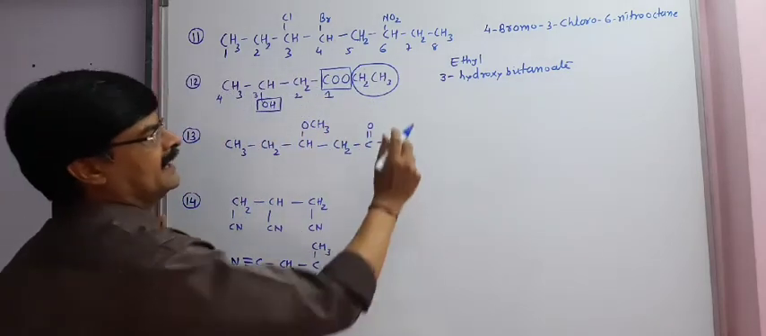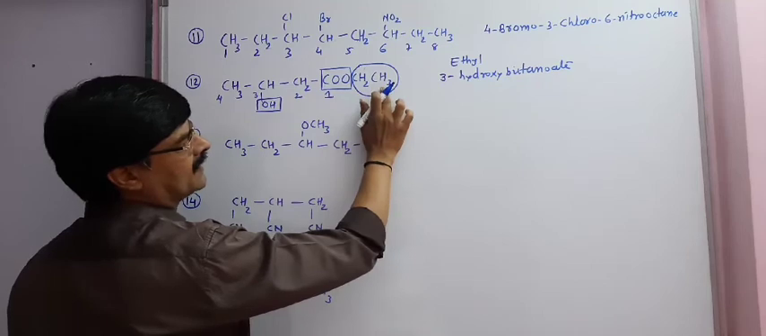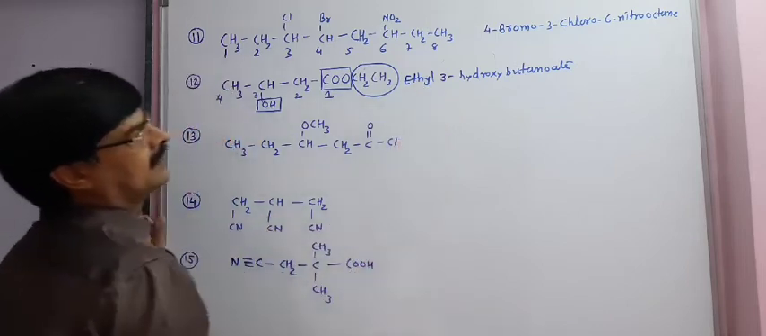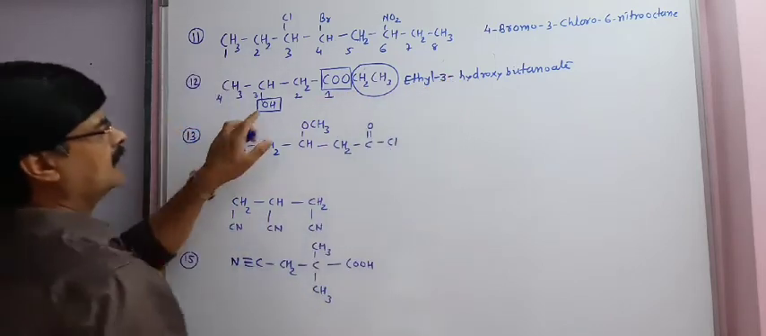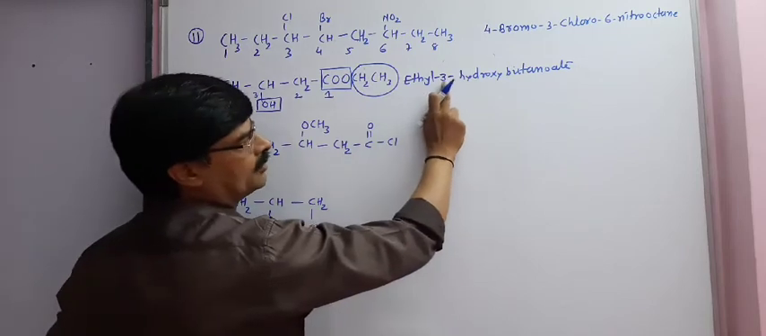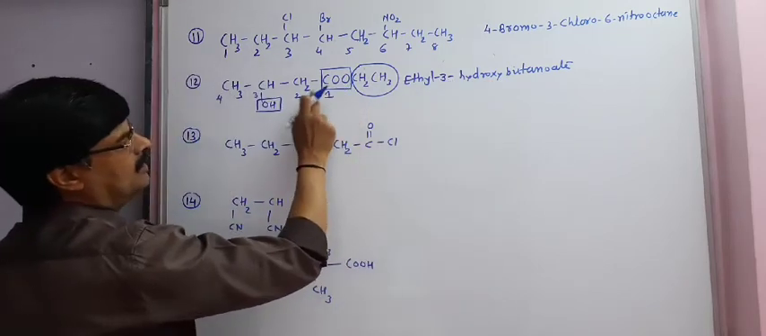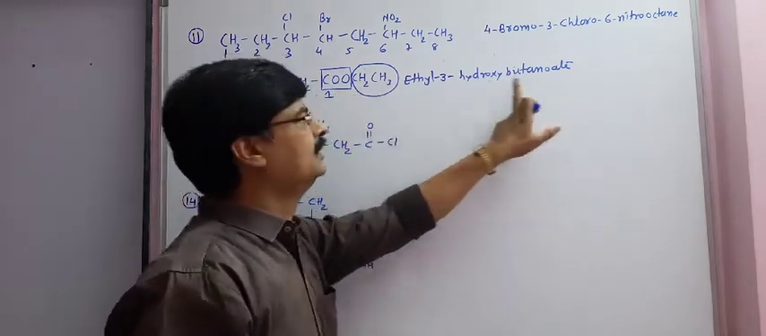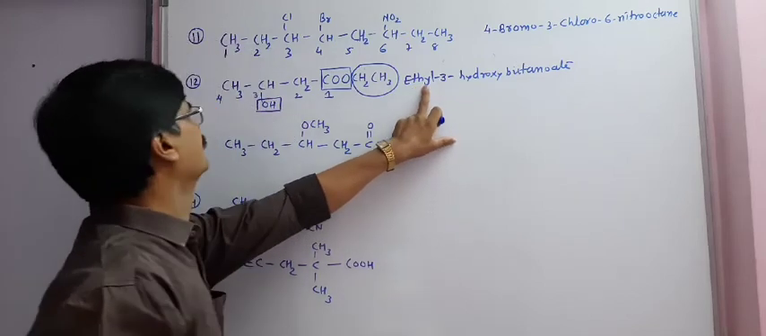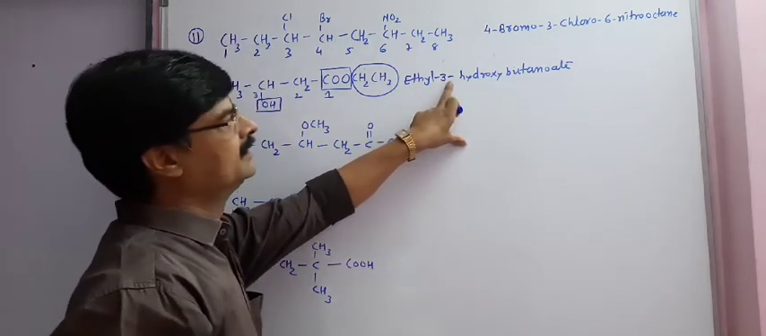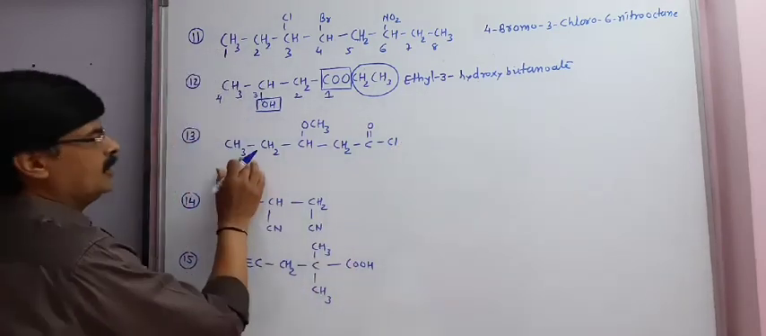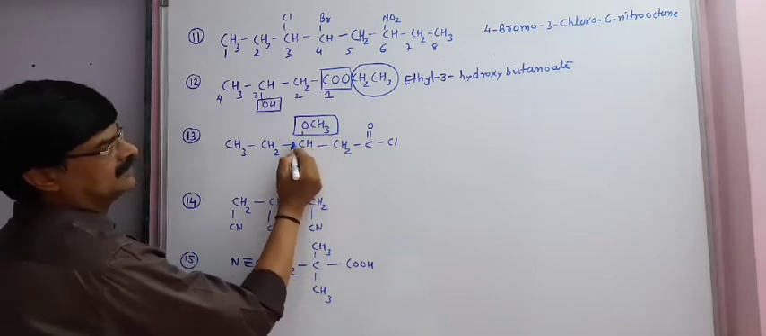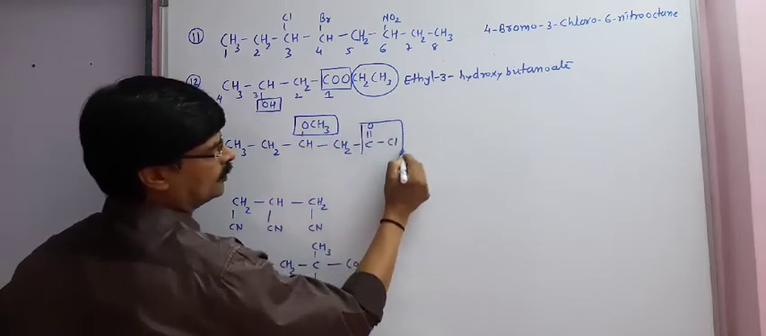So once more we will write the name of this compound. This group is an ethyl group. So ethyl. Then on carbon number 3 we have the OH group, that is why 3-hydroxy, and 1, 2, 3 and 4 carbon, and with the ester group, that is why butanoate. So the IUPAC name for the 12th number compound will be ethyl 3-hydroxybutanoate. Now next one, we have the OCH3 functional group present and we have the COCl functional group present.